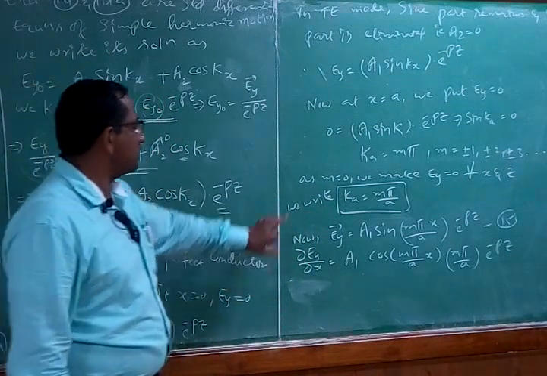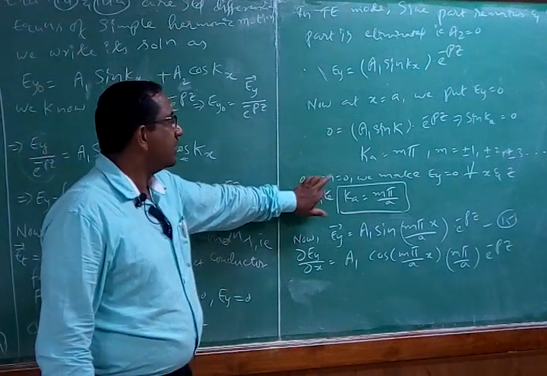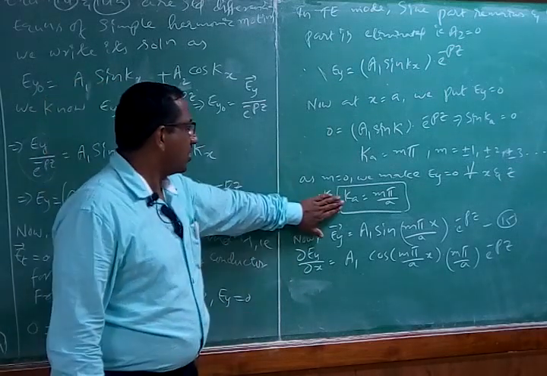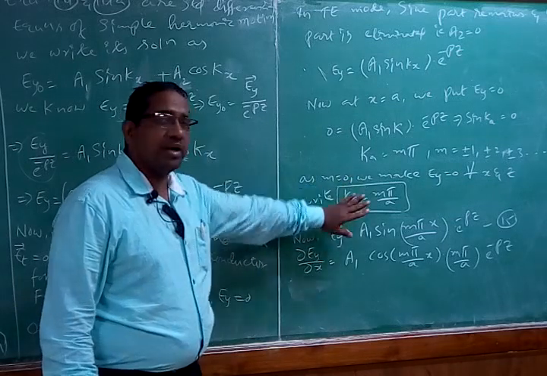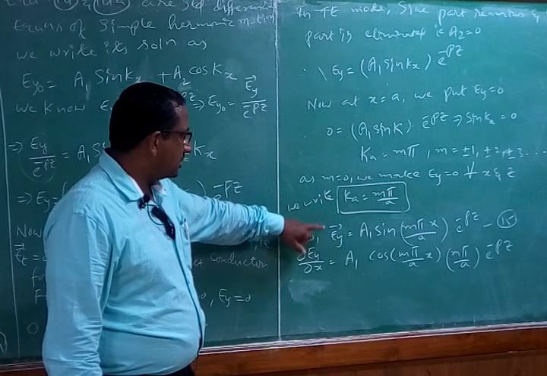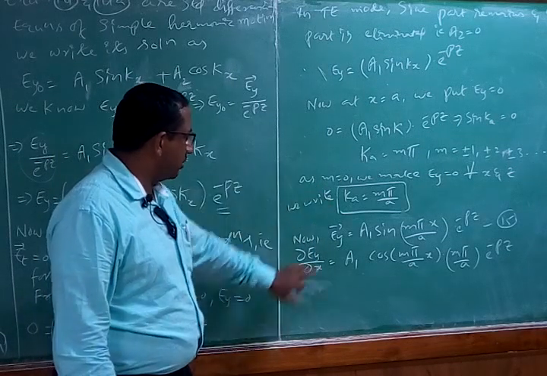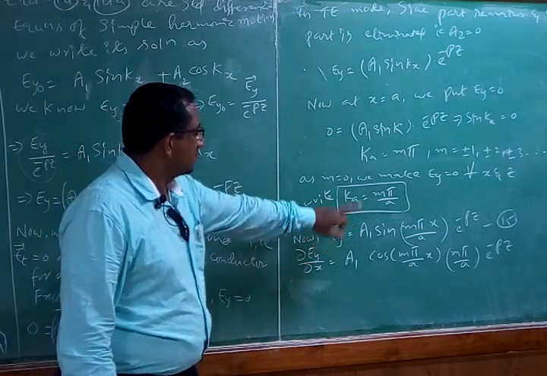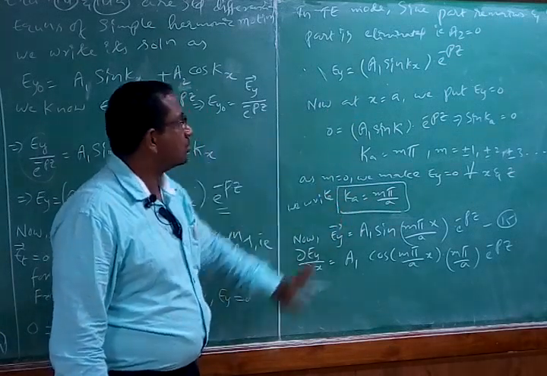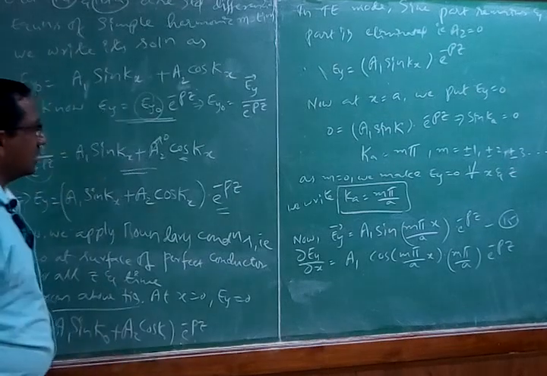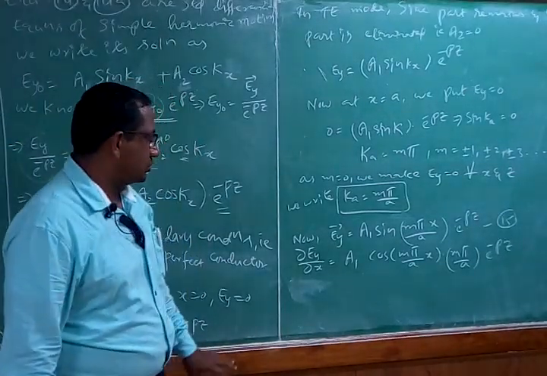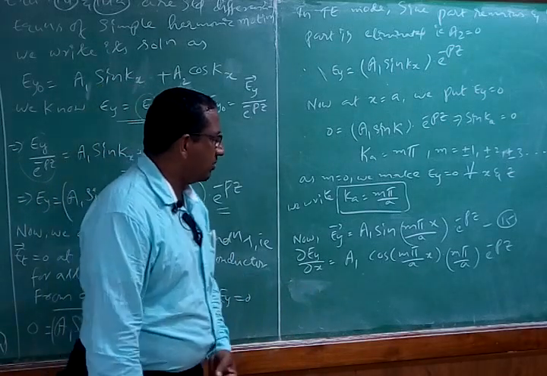Now m is not going to be 0, because if m is equal to 0, the Ey component is going to be 0 for all x and z. So this Ka component I can write as equal to m pi by a. By substituting this equation, Ey is equal to a1 sine kx, which means sine of m pi by a into x, into e power minus pz. So what is the variable here?